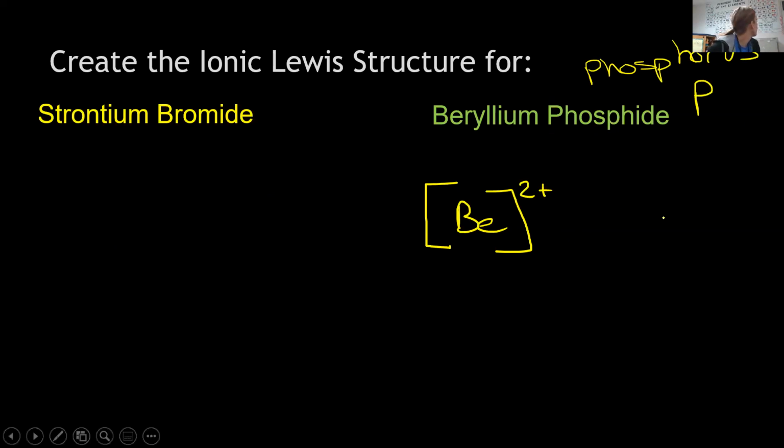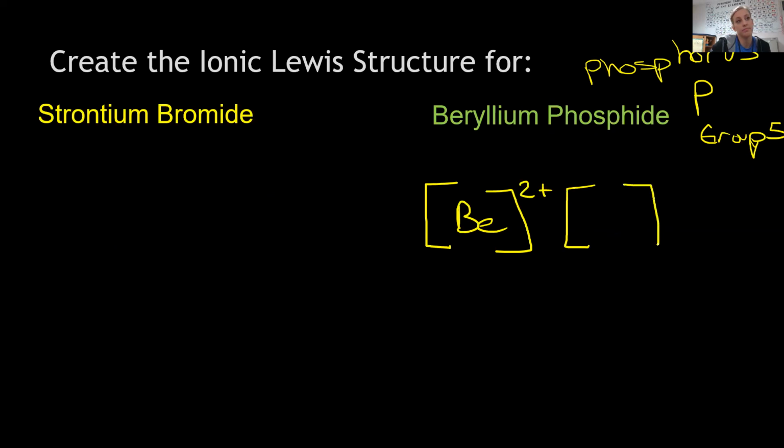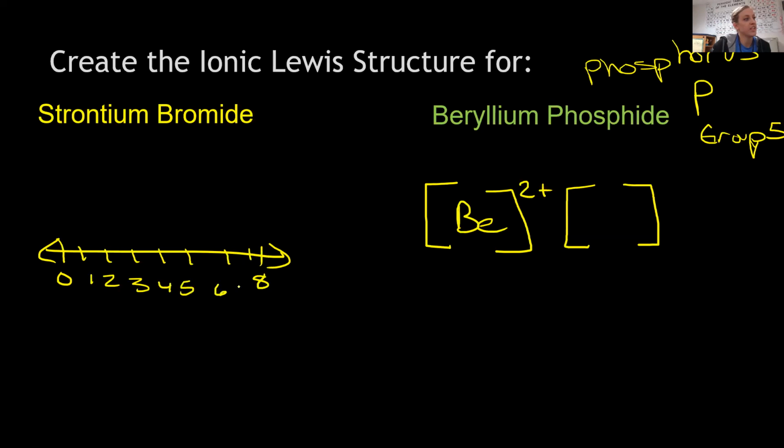So it's in group 5. When we make it an ion, is it going to gain 3 electrons or lose 5 electrons? I don't know, to be honest. That's okay. So let's do the number line, okay? We have 0 here and 8 here, and we have the 1, 2, 3, 4, 5, 6, 7. So right now, phosphorus is here at 5.